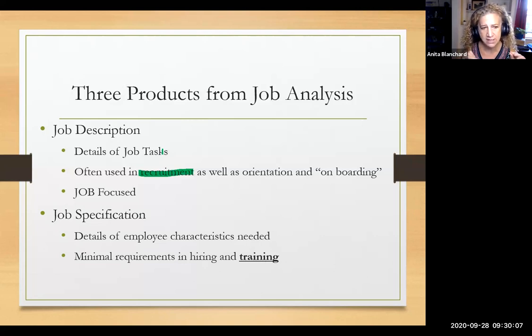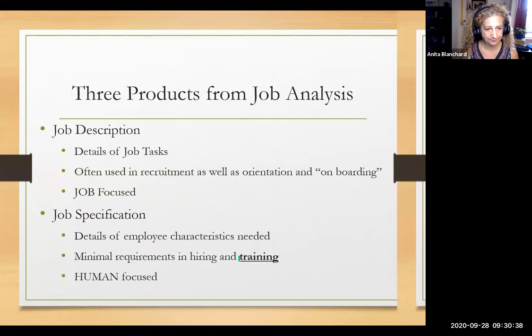And when we talk about training, we're going to refer back to job analysis, and we're going to refer back to this job specification. If we know what skills people are supposed to have, what knowledge, skills, abilities, and other, usually KSAs, because you can't train O's so much. Well, customer service. Anyway, this is where job specification comes in on training. We'll use the job analysis for training. Job focused versus human focused.